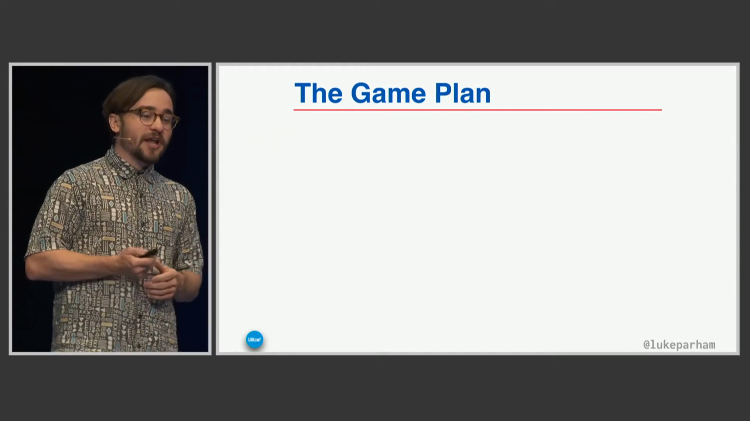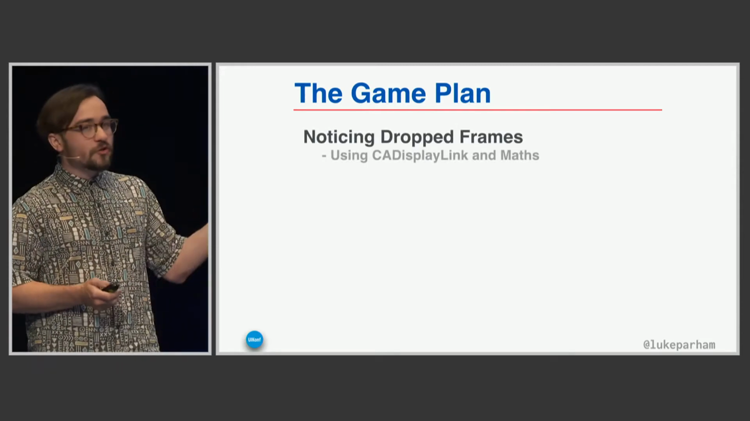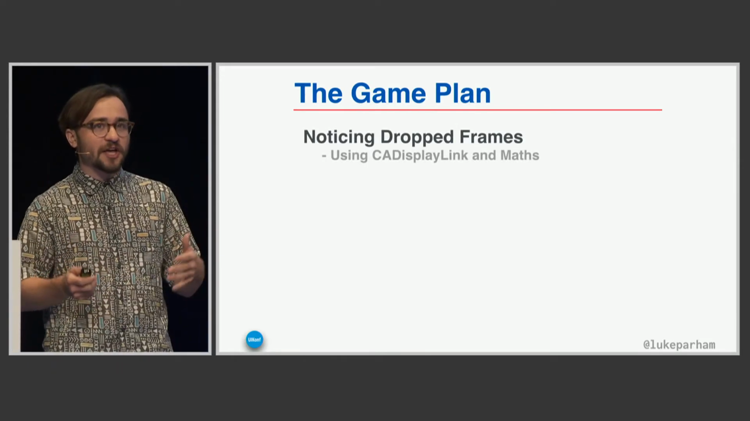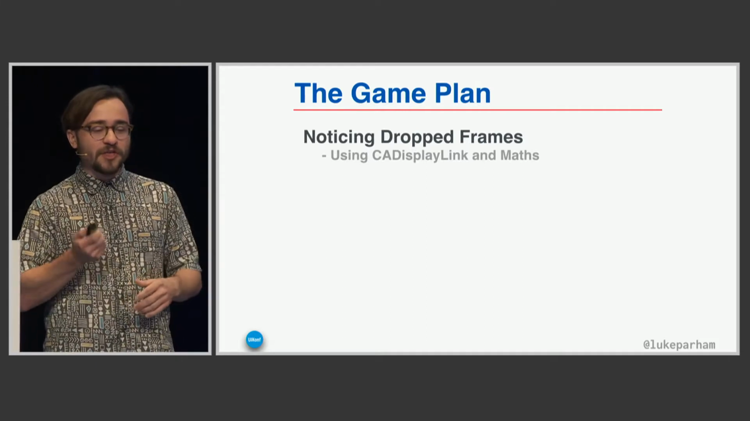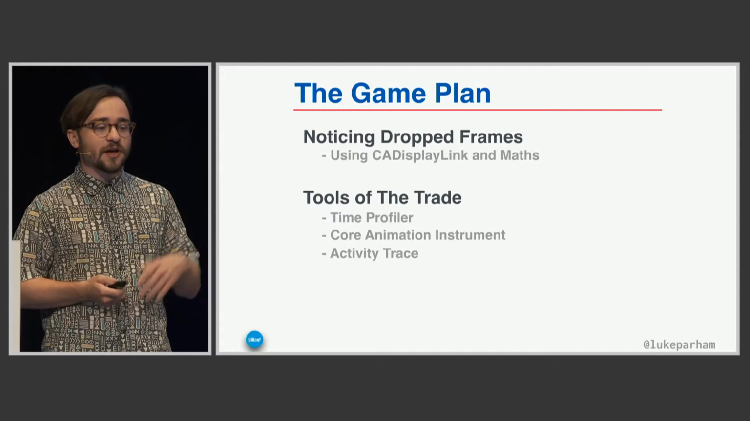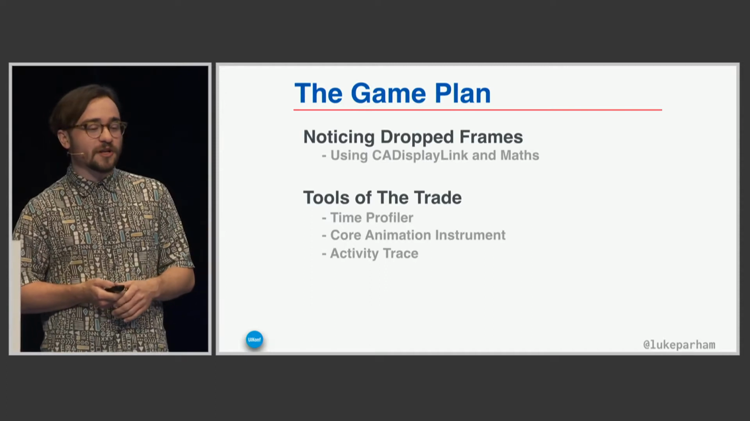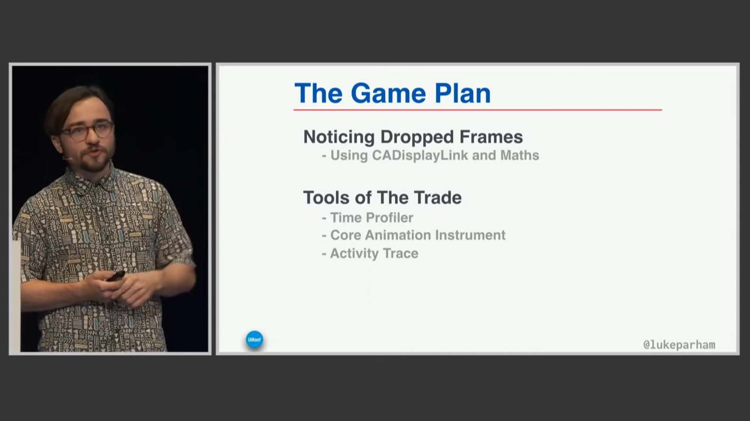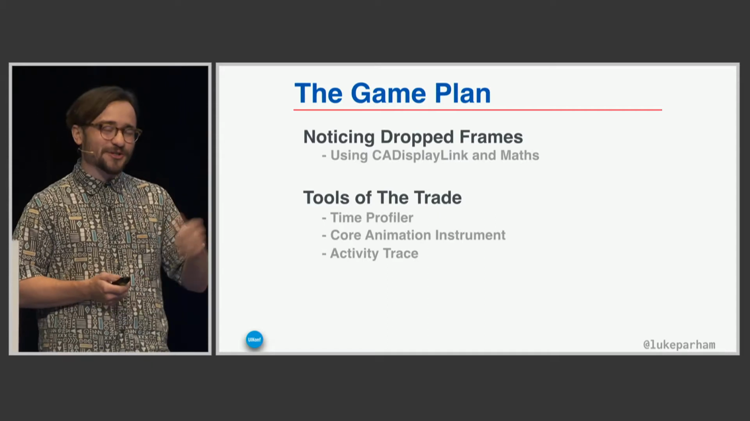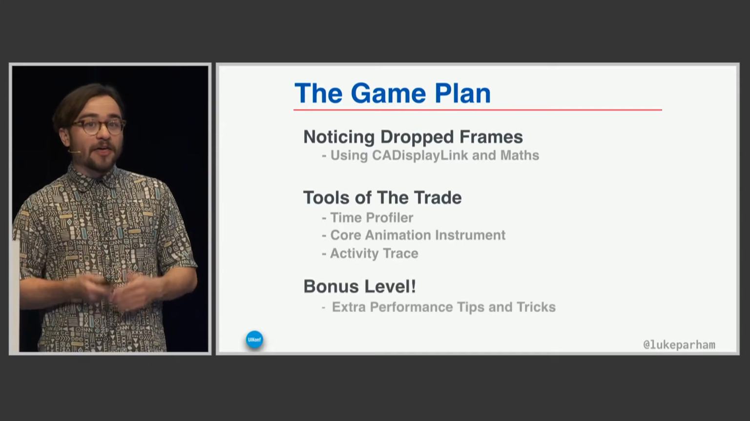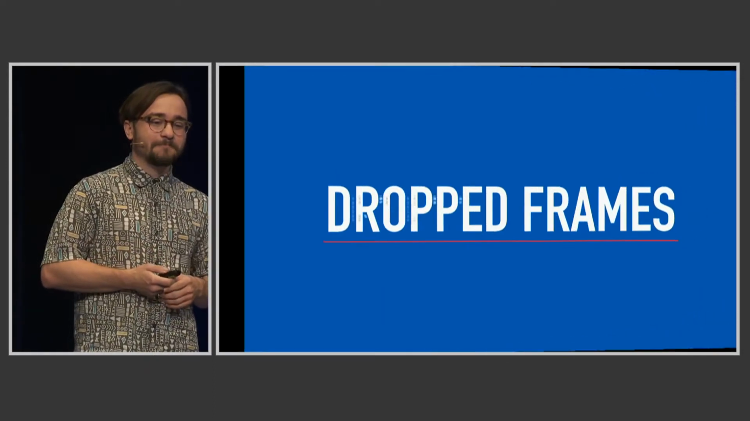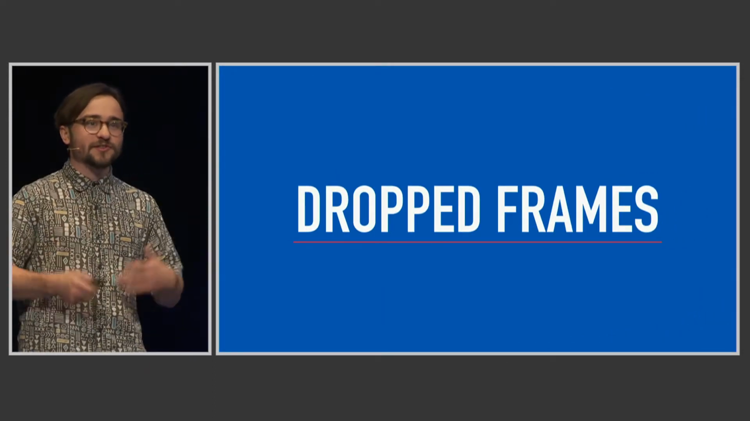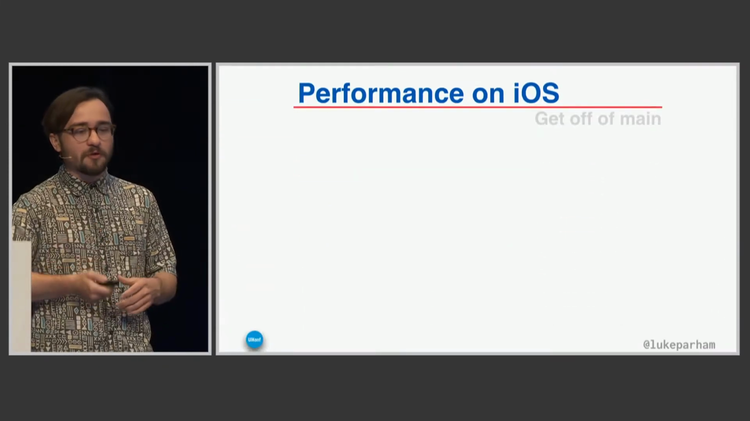So what's the game plan for today? We're going to talk about how you can notice dropped frames. So this is kind of the telltale signal of your app being a little too slow. We'll use a CADisplayLink for that. And then we'll talk about some of the tools: Time Profiler, the Core Animation instrument, and then Activity Trace. I won't go into this one this time, didn't have time for it, but it's also pretty nifty. And then at the end, we'll have a bonus level where we just talk about some extra performance tips and stuff. So, dropping frames. This is a pretty important thing when you're thinking about performance.